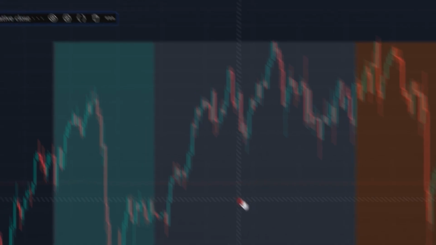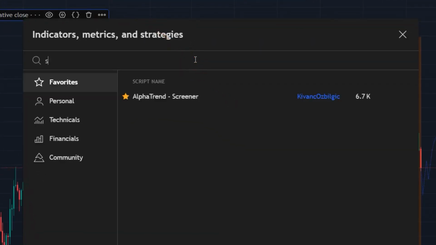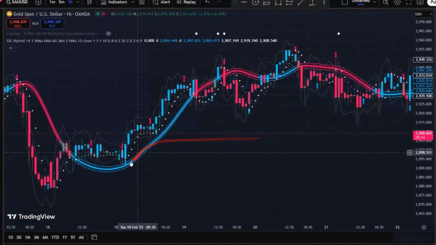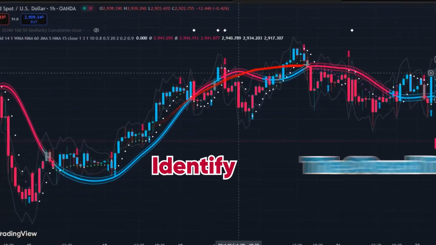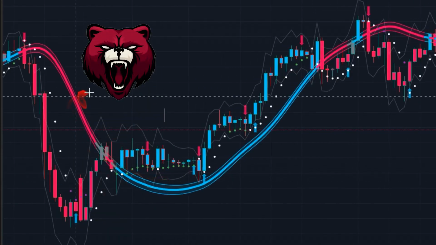I recommend adding another indicator to your chart. SSL Hybrid. The SSL Hybrid indicator helps identify the overall trend. Blue means bullish and red means bearish.